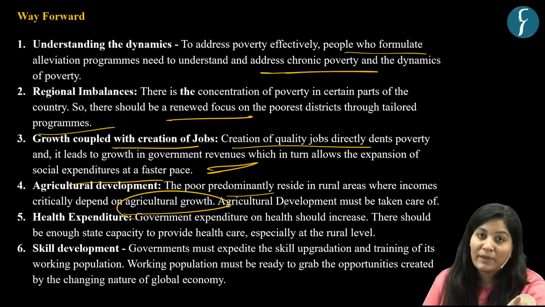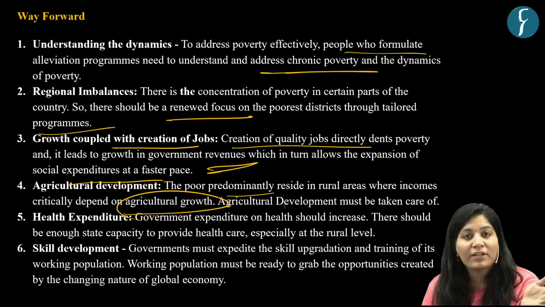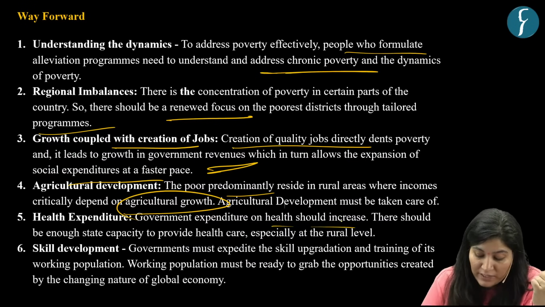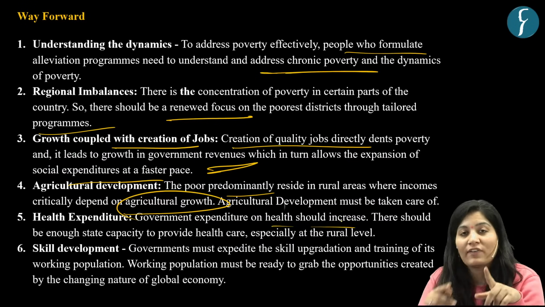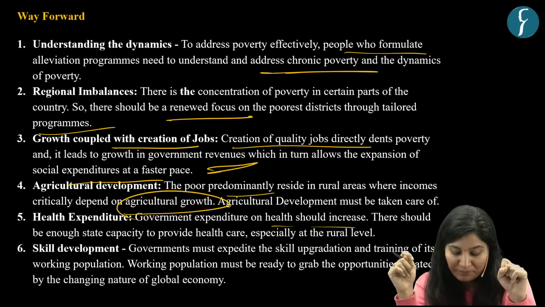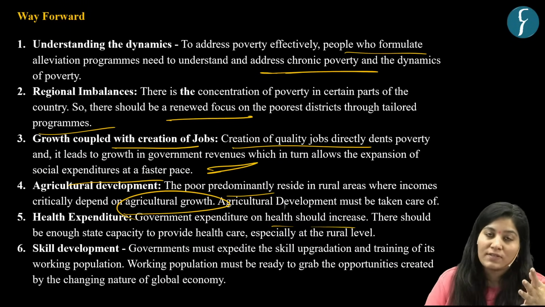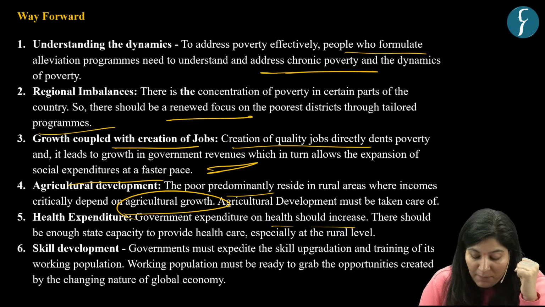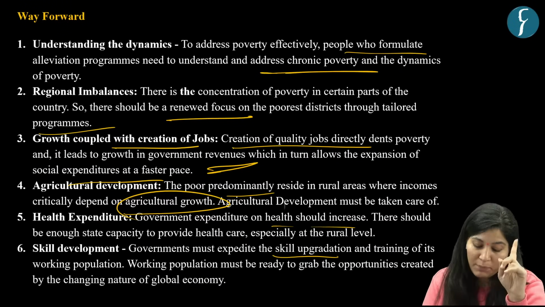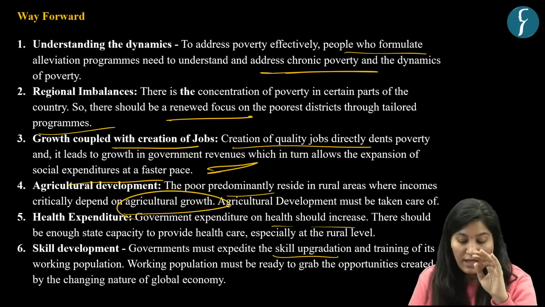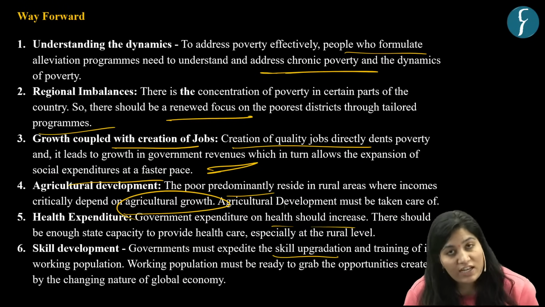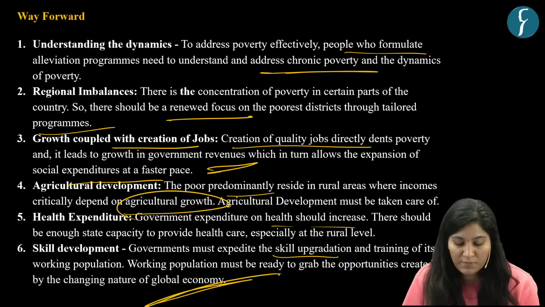Then, health expenditure. India is spending only 1.5% of GDP. We need to work on that. We need to increase our expenditure. And we know the relation between health expenditure and productivity of the workforce. And of course, skill development. Government must expedite the skill upgradation and training of its working population. And the working population must be ready to grab the opportunities created by the challenging nature of the global economy.